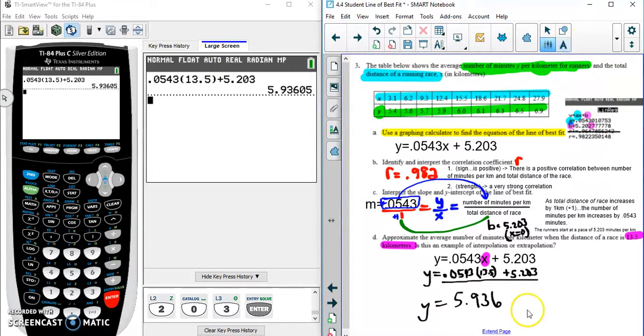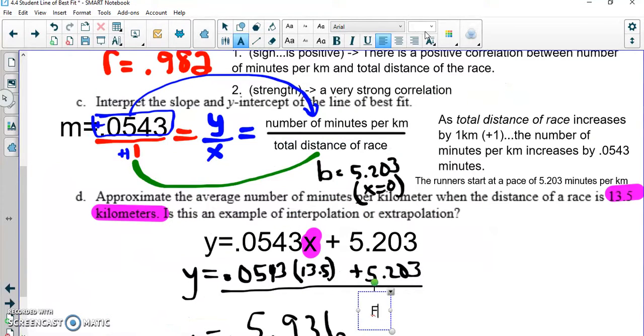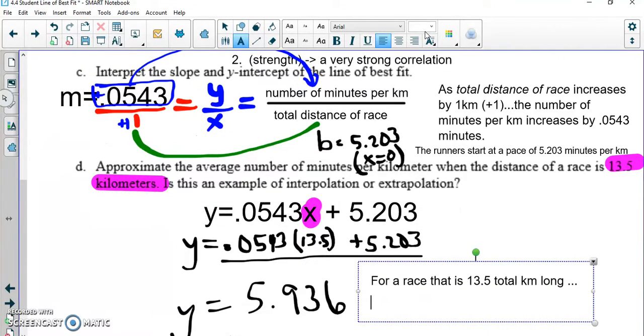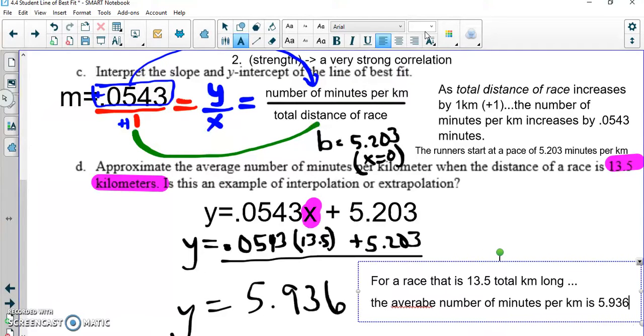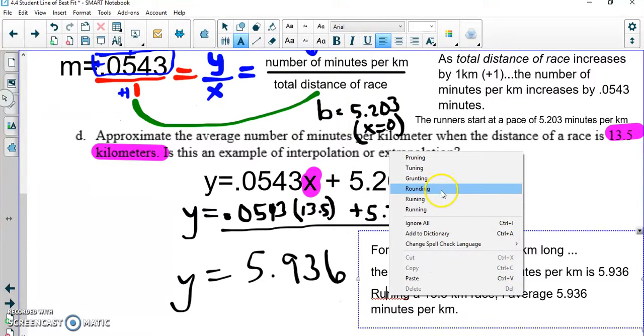So as a sentence, what that would tell me is for a race that is 13.5 total kilometers long, right? That's my x value. The average number of minutes per kilometer is 5.936. So if I'm running a 13.5 kilometer race, I average 5.936 minutes per kilometer is another way of writing that.